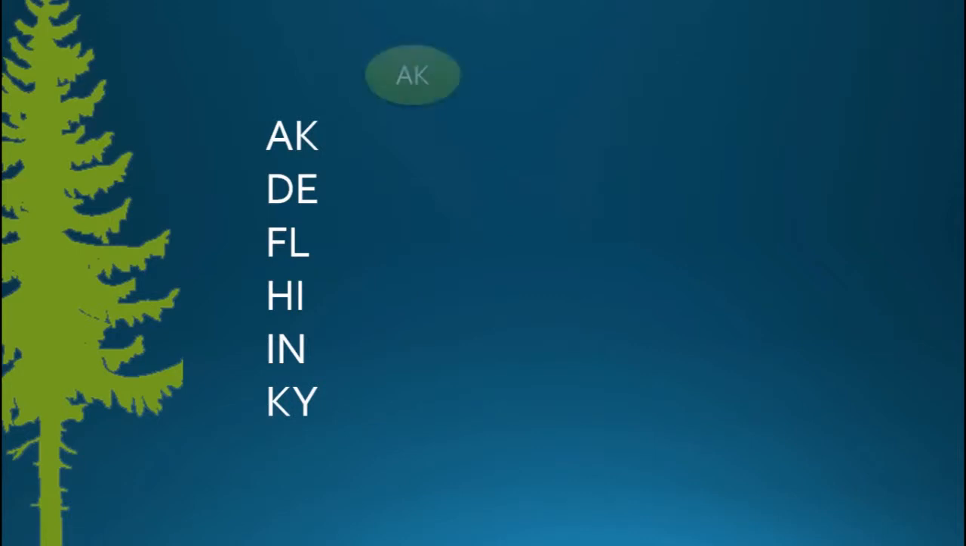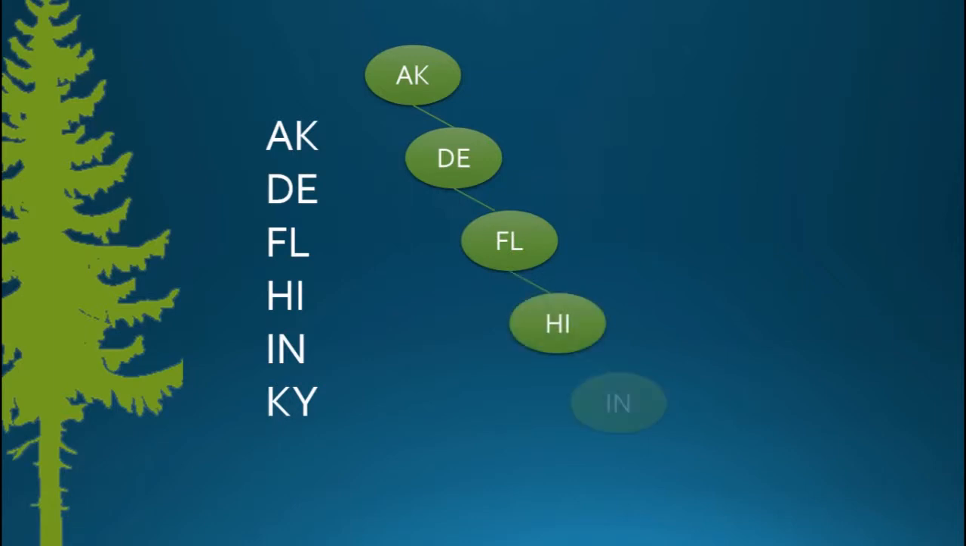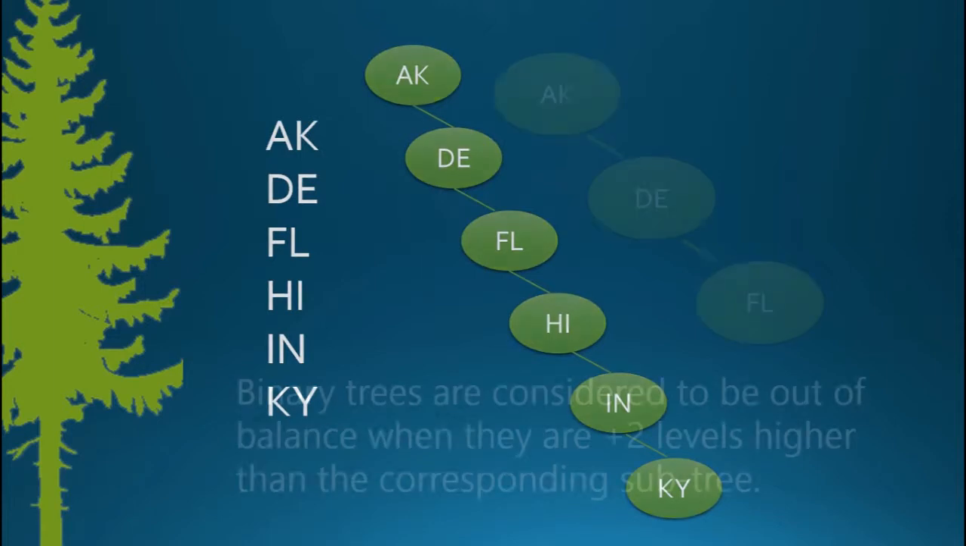So Alaska gets placed as the root node. Then we take Delaware, compare it against Alaska, and it is greater than Alaska, so we go down the right subtree. Florida is greater than Alaska, Florida is greater than Delaware, and it goes down the right-hand subtree. Hawaii, Indiana, Kentucky, all follow the same path. And now what we have is a terribly out of balance binary tree.